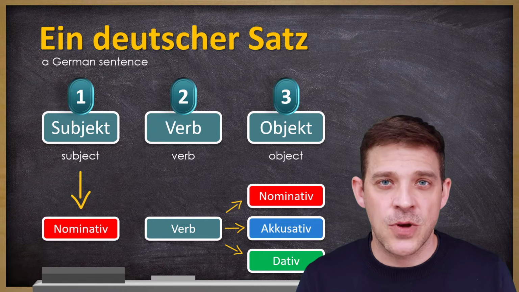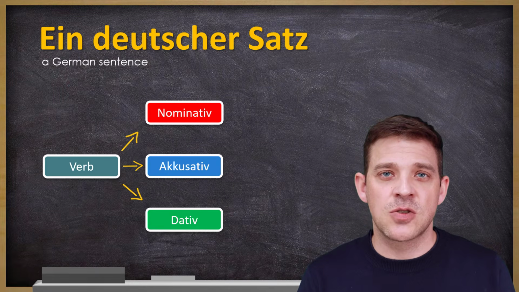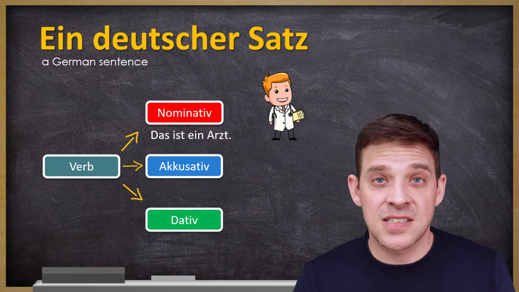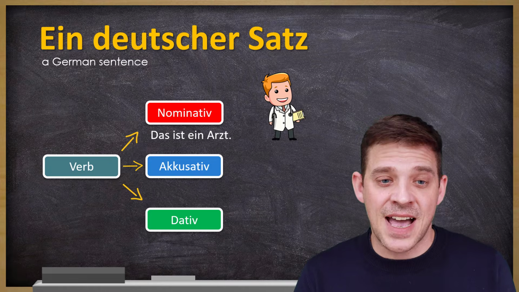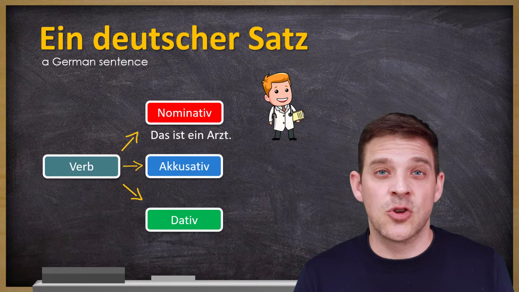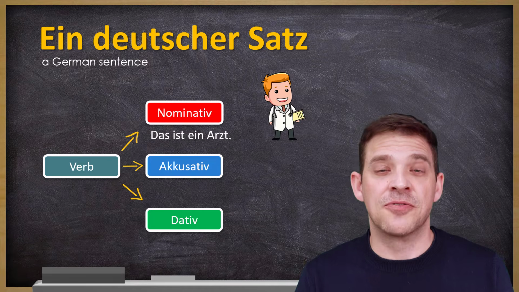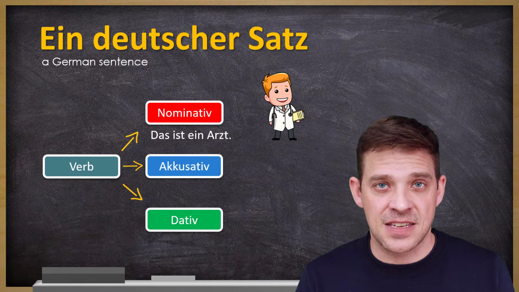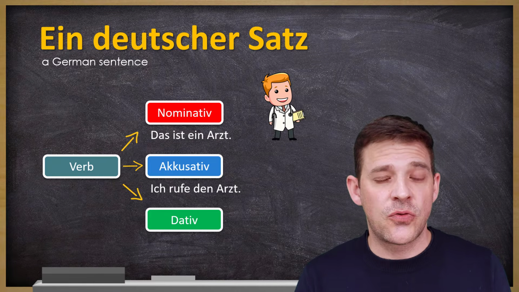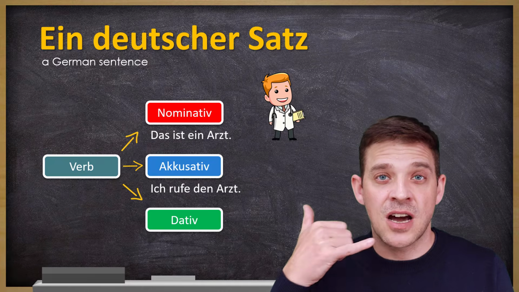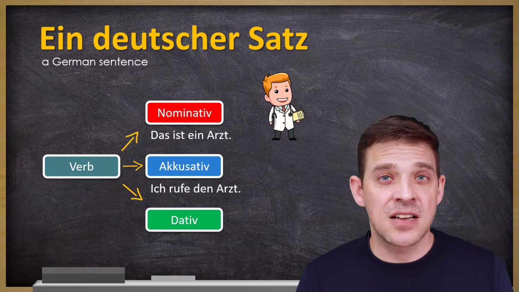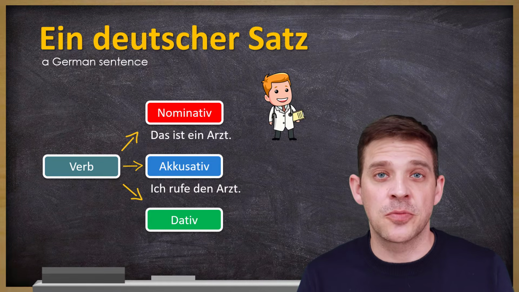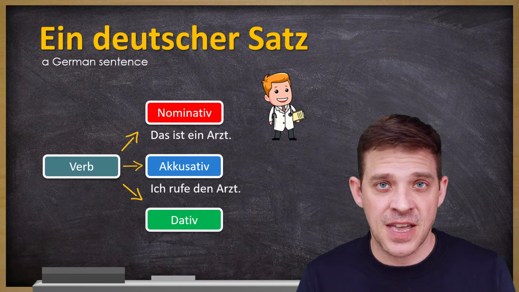When we look at this quickly with small examples, zum Beispiel, der erste Satz im Nominativ, das ist ein Arzt. Das ist ein Arzt, this is a doctor. Ein Arzt ist das Objekt, and it's in nominative. Why in nominative? Because the verb sein, the be verb, to be, needs a nominative case. Second example, ich rufe den Arzt. I call the doctor. Den Arzt ist das Objekt and it's in accusative. Why? Because the verb rufen requires the accusative case.